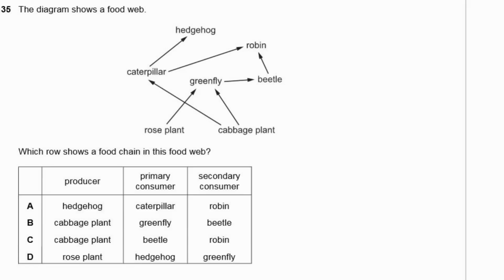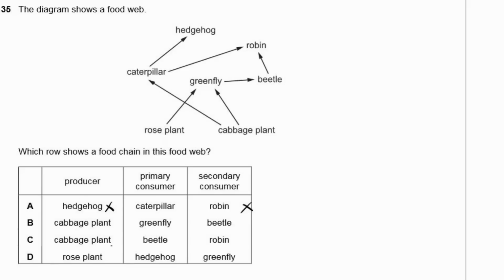Question 35. The diagram shows a food web. Okay, so we have rose plants, cabbage plants, caterpillars, green flies, beetles, robins, and hedgehogs. Which row shows a food chain in this food web? So first of all, we look at this and say producer. Which ones of these are producers? Is a hedgehog a producer? No, a hedgehog is not a producer. So it's not A.